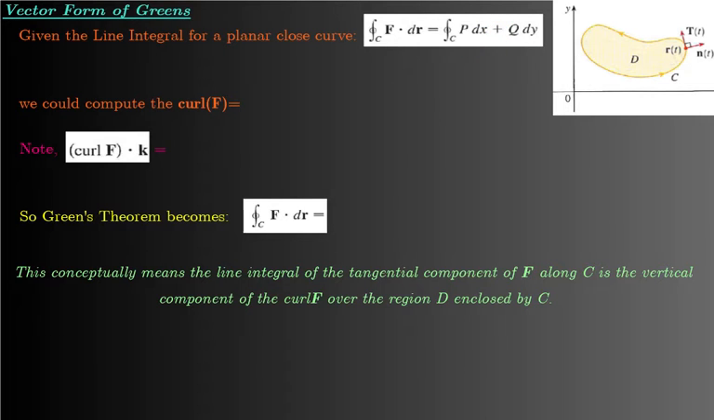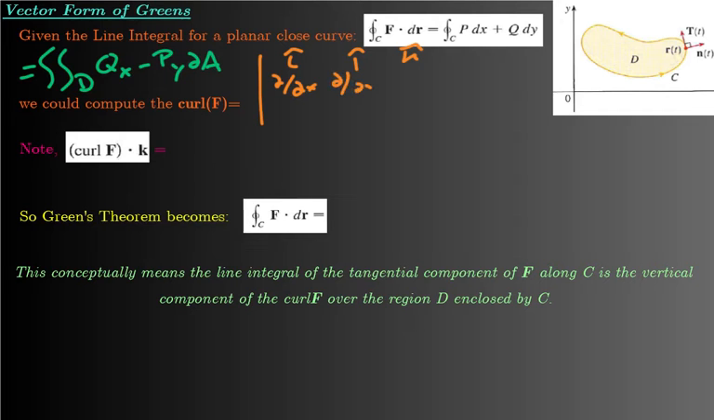By Green's, what that equals is this double integral over D of Q with respect to x minus P with respect to y, dA. And for a planar curve, the curl, if you just compute it out, we've got i, j, k, and then partial with respect to x, partial with respect to y, partial with respect to z, and then we've got P, Q, and then we don't have anything here because it's planar, right?